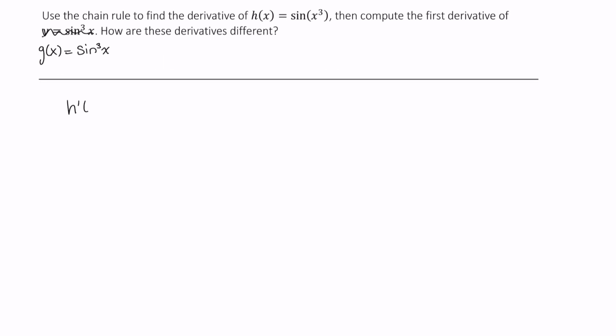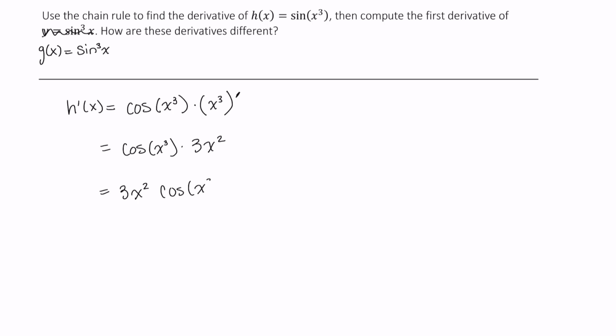Let's begin with finding h prime of x. So first of all, the derivative of the outer function, and in this case the outer function is sine. The derivative of sine is cosine, so we want cosine x cubed times the derivative with respect to x of the inner function, which is x cubed. And I'm going to stick to prime notation here. So this is cosine x cubed times 3x squared. So we really have 3x squared cosine x cubed. And that is h prime of x.